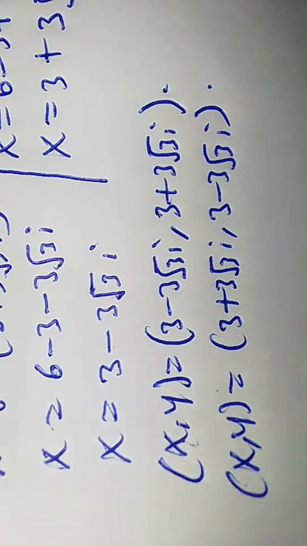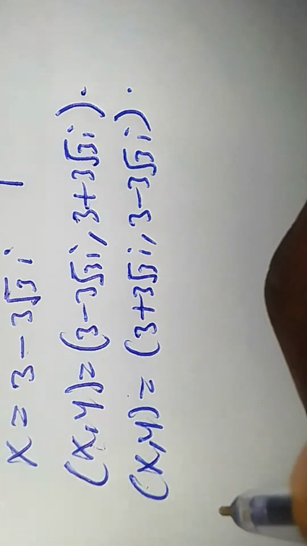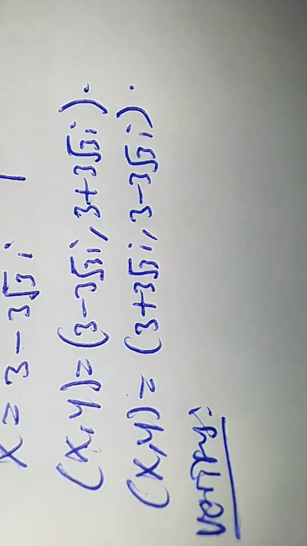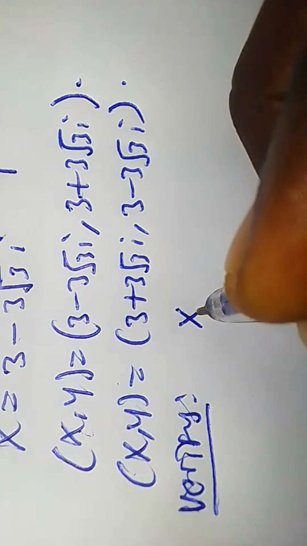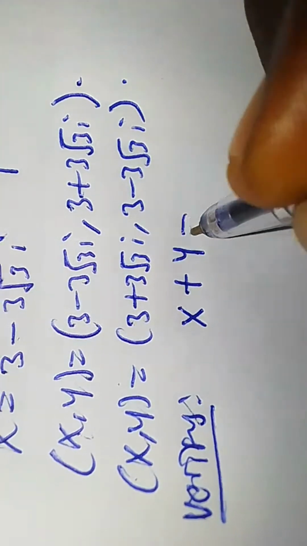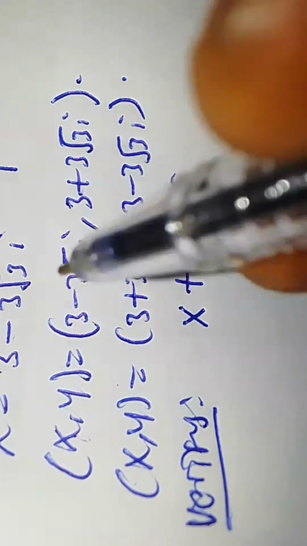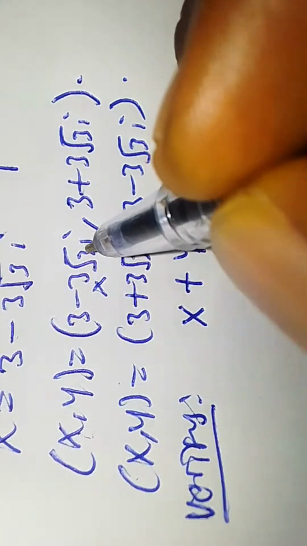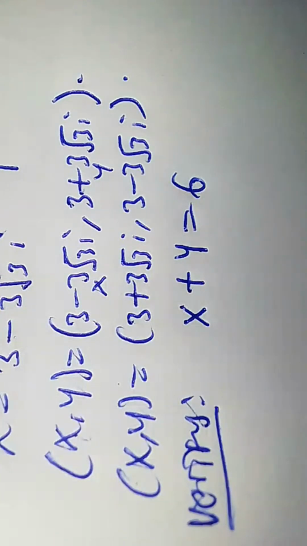But it will be very good if we were able to verify our solution. So let us verify it. The original question says, let's use equation 1 to verify it. X plus y equal to 6. Verifying the first solution, you will see that our x is 3 minus 3 root 3i and our y is 3 plus 3 root 3i.